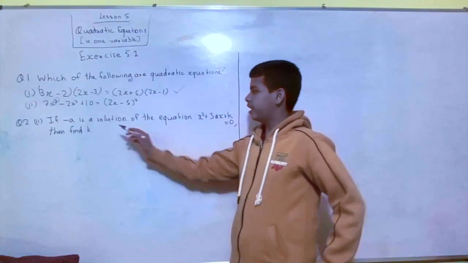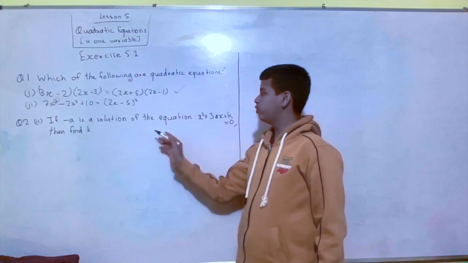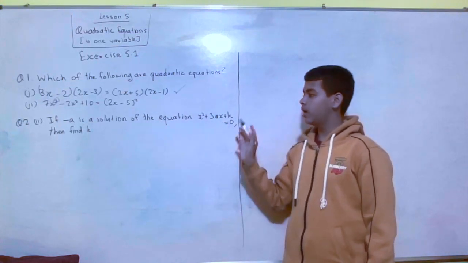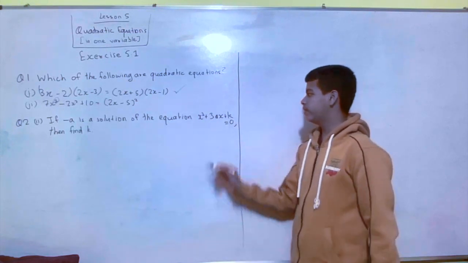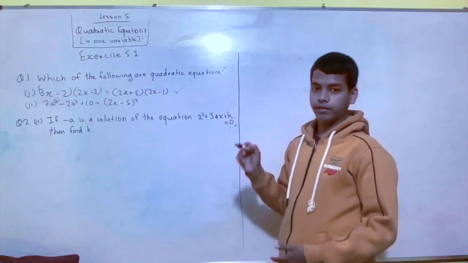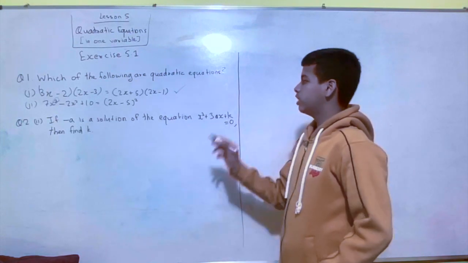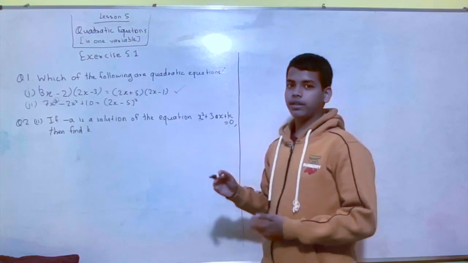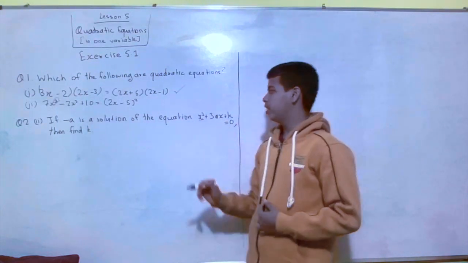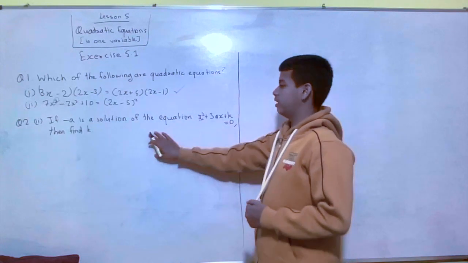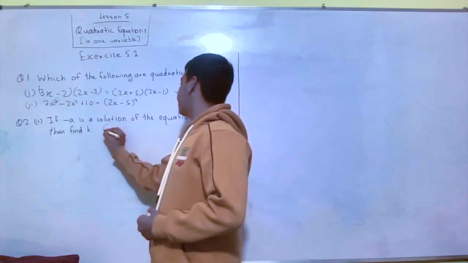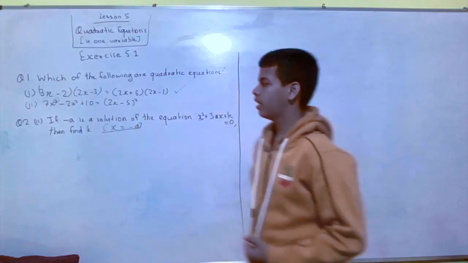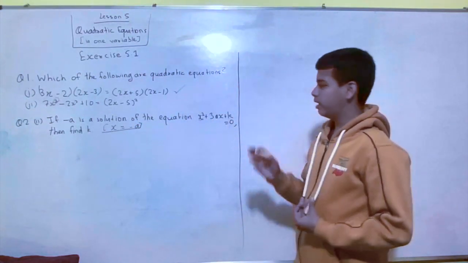In this question it is given that if minus a is a solution of the equation x square plus 3ax plus k is equal to 0, then find k. Here they have given us a solution. Remember what I said about the solution: a solution is any value which, when we replace x with it, satisfies the equation. Here they have given us in the question that x is equal to minus a. This is the solution. Now let's implement this in the answer.